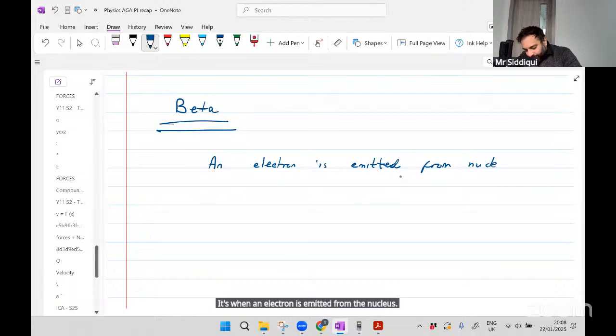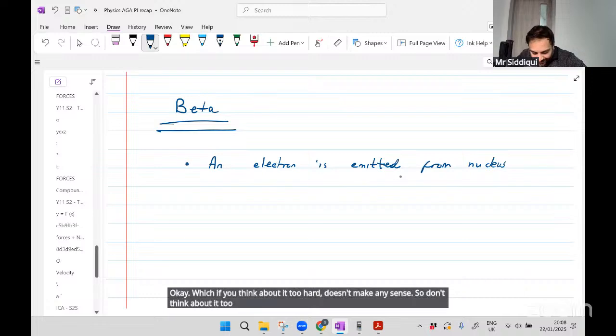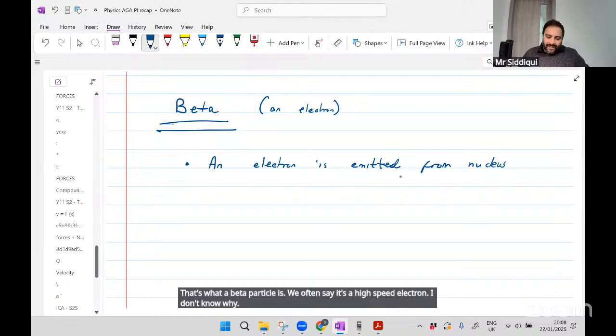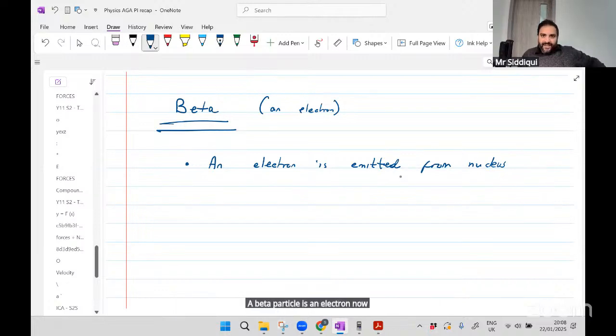Which, if you think about it too hard, doesn't make any sense. So don't think about it too hard. But that's what happens. A beta particle is just an electron. We often say it's a high-speed electron. I don't know why, but a beta particle is an electron. So when beta decay happens, an electron is emitted from the nucleus.